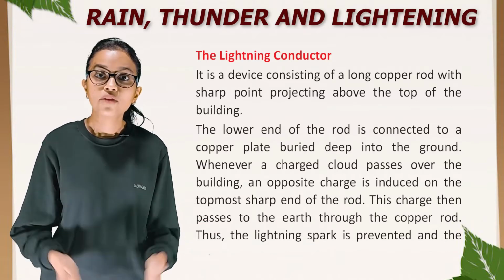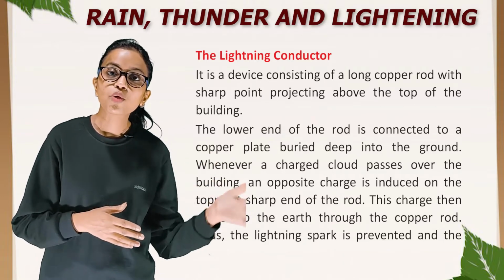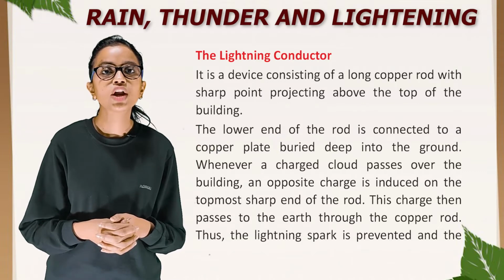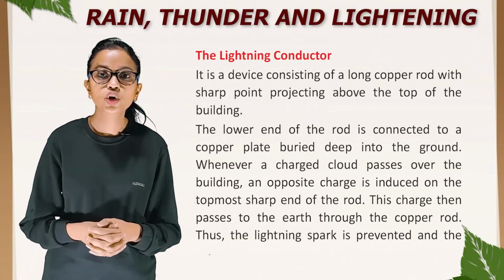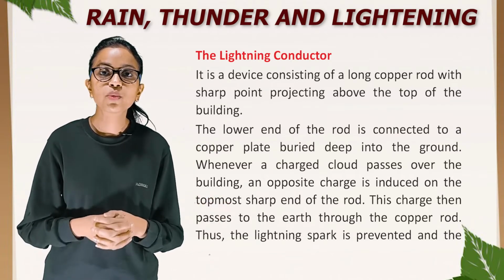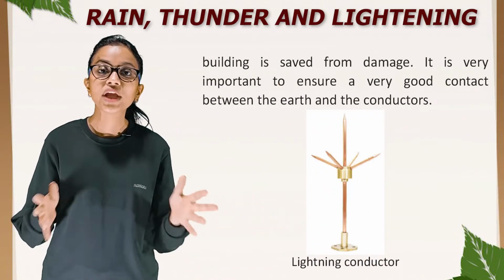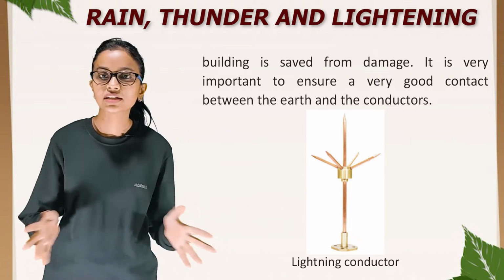ground. Whenever a charged cloud passes over the building, an opposite charge is induced on the topmost sharp end of the rod. This charge then passes to the earth through the copper rod. Thus, the lightning spark is prevented and the building is saved from damage. It is very important to ensure a very good contact between the earth and the conductors.